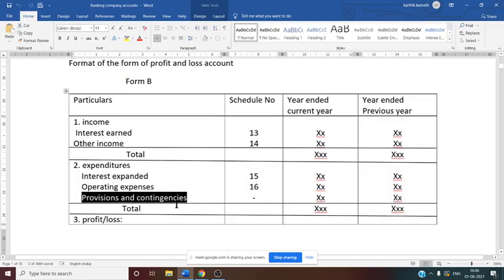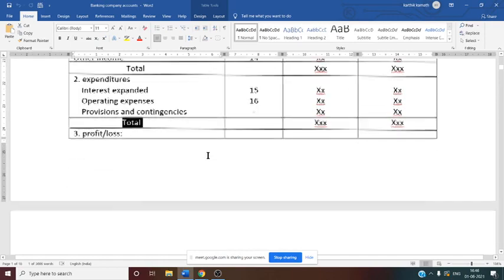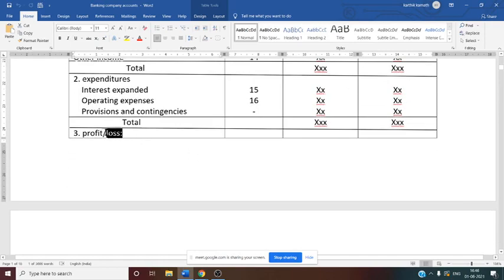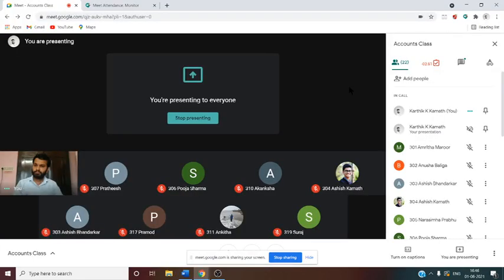Then we want expenditure total. Now this is very important. Income total, we got 13 plus 14, you will get income total. Expenditure total is 15 plus 16 plus provisions and contingency, you will get expenditure total. Now next thing, under the P&L account, the third part is profit and loss. Profit and loss is very simple. That is nothing but income minus expenditure. If you do income minus expenditure, you will get profit and loss.